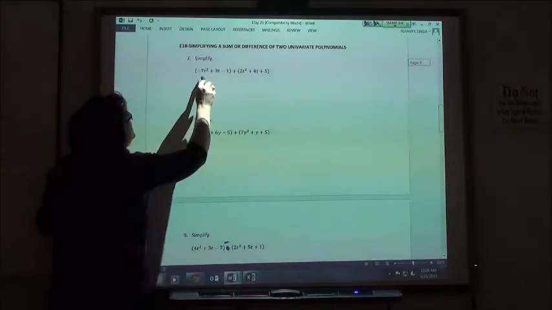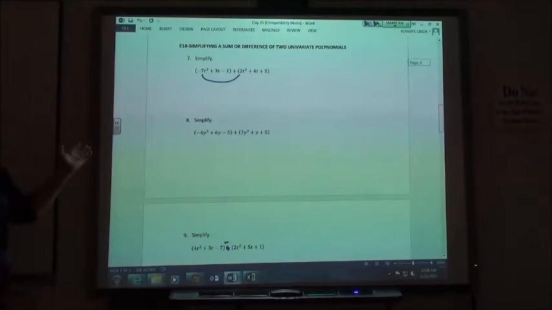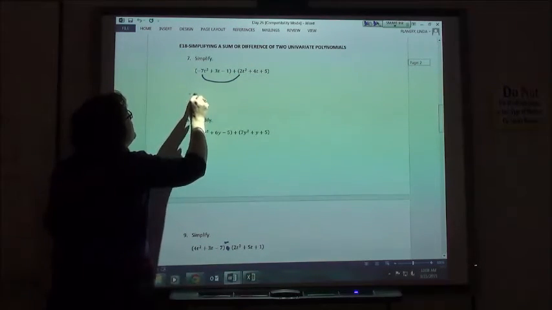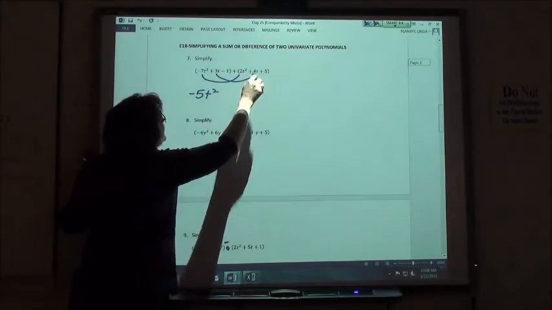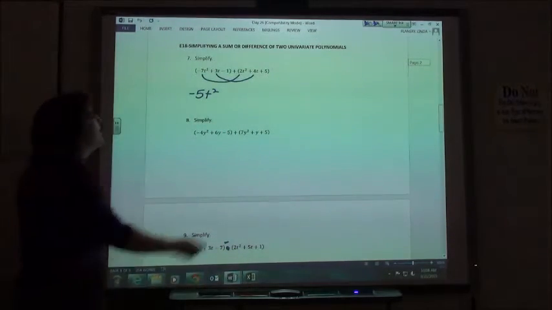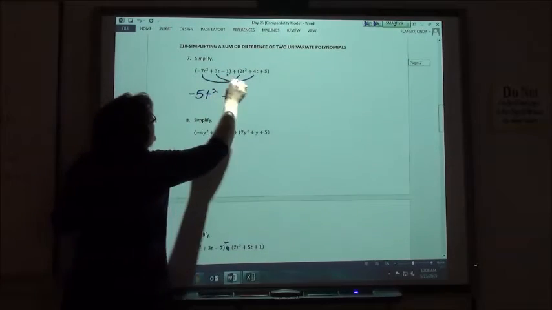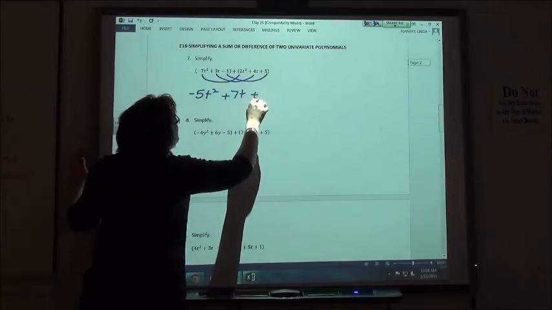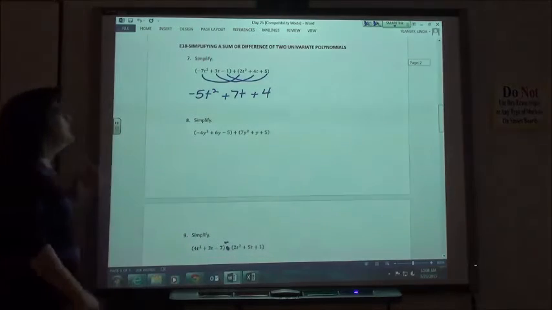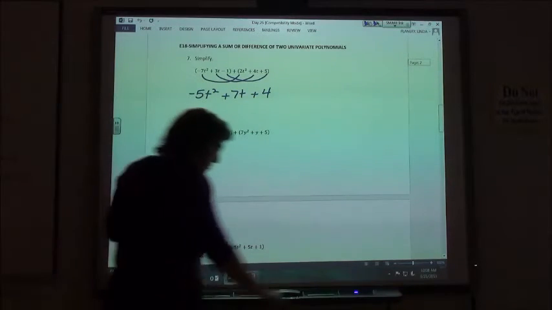And so I'm going to take the negative 7t squared plus the 2t squared. Negative 7 plus 2 would give me negative 5t squared then. And then I'm going to take the 3t plus the 4t, and I would get plus 7t. And then I'm going to take my negative 1 plus my 5, plus 4. So negative 5t squared plus 7t plus 4 is just going to be my answer when I add those two expressions together.